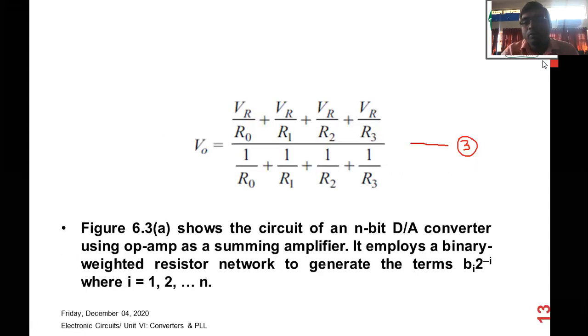So in this way, you can write the output equation from the diagram that we have discussed for the 4-bit binary weighted arrangement. So V0 becomes VR upon R0 plus VR upon R1 plus VR upon R2 plus VR upon R3, upon 1 upon R0 plus 1 upon R1 plus 1 upon R2 plus 1 upon R3. This is equation number 3. So in the next, we have to see the actual binary weighted digital to analog converter using an op-amp.